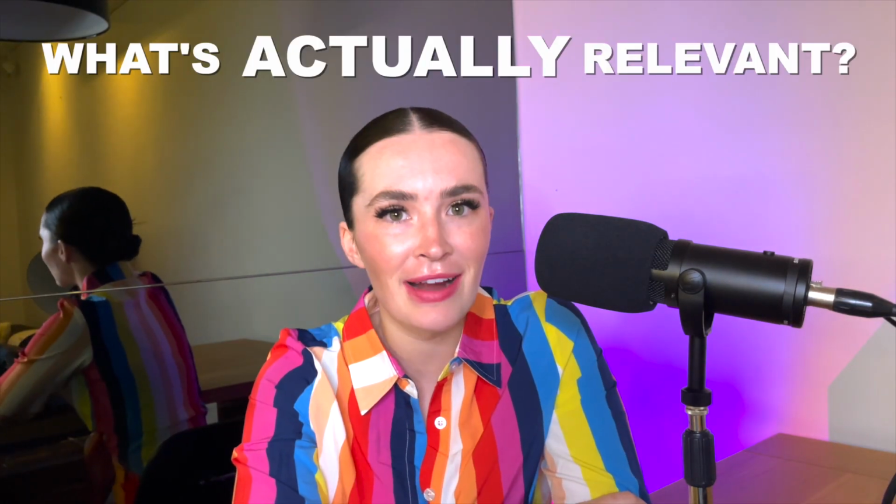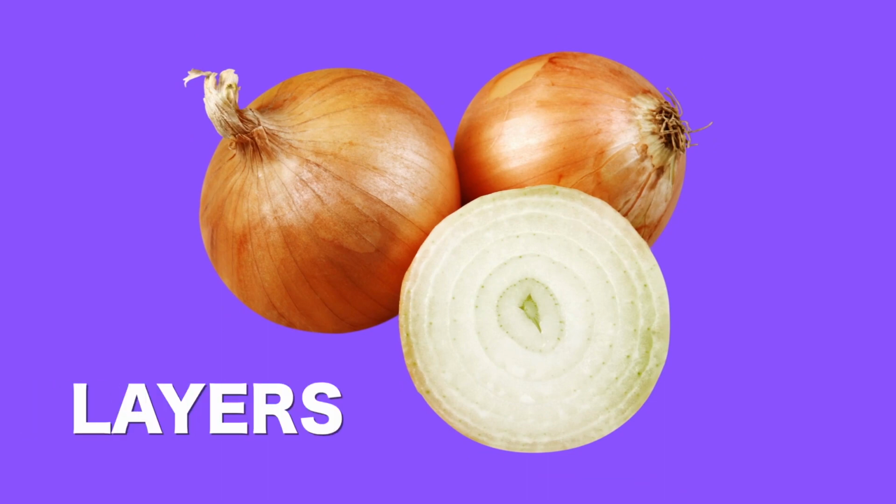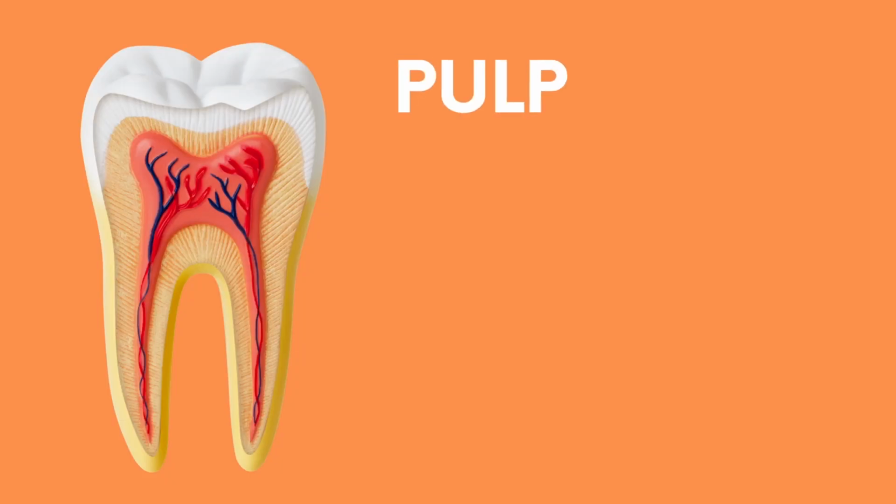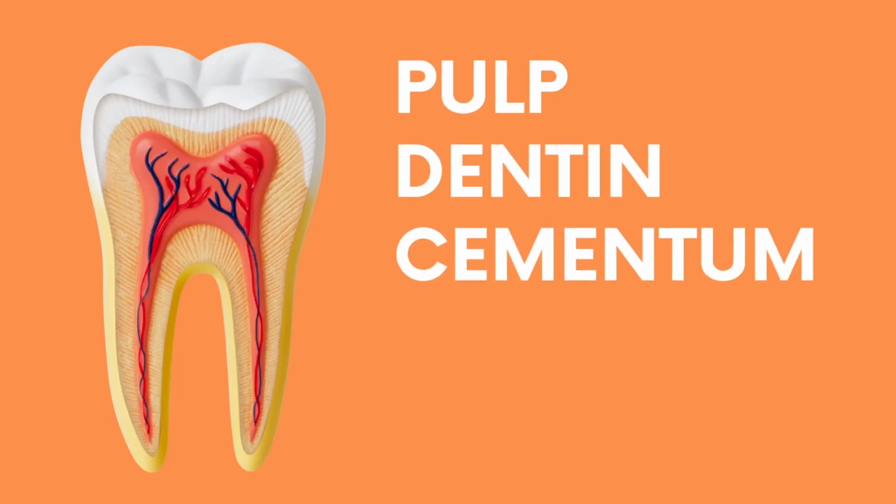What do I actually use on a day-to-day basis? And what's actually relevant so you can deliver awesome, predictable results for your patients? Teeth are like onions. They have layers and they're made up of pulp, dentine, cementum, and enamel. Let's start from the outside.